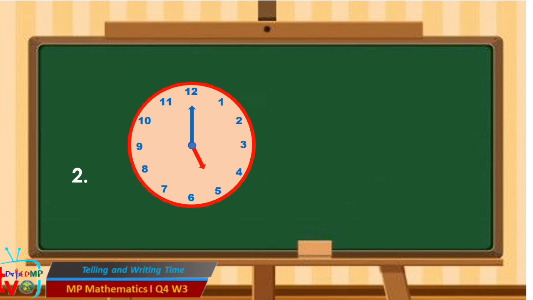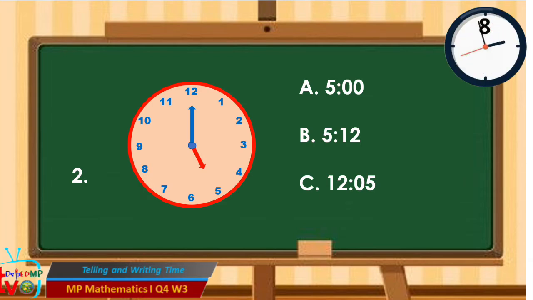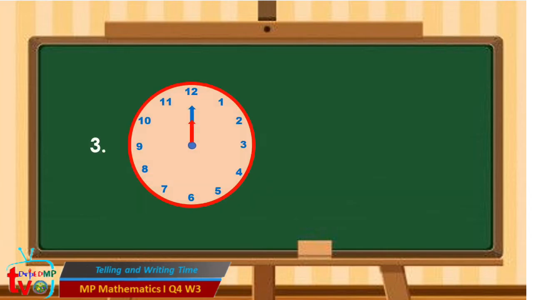Number 2. What is the time? A. 5 o'clock. B. 5:12. C. 12:05. Number 3. What is the time? A. 1 o'clock. B. 6 o'clock. C. 12 o'clock.